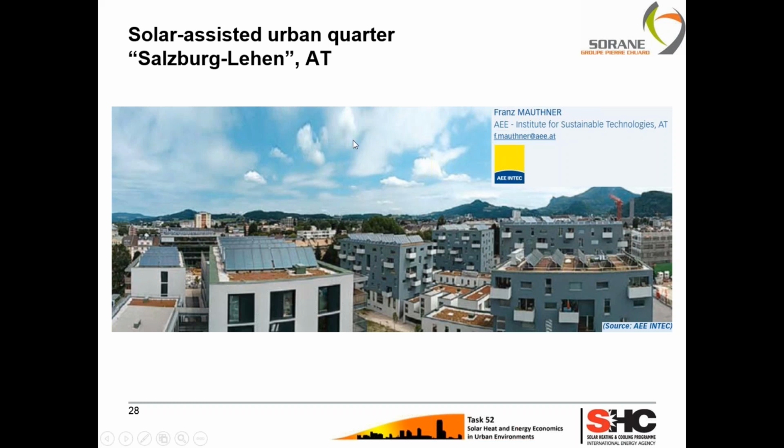The solar-assisted urban quarter of Salzburg Lehen in Austria. Here you have the example of new residential buildings linked to an existing solar district heating system. The solar installations are mounted on the rooftops, and all these 13 installations feed a common storage in order to provide energy to the buildings. This installation is able to provide 25% of energy with solar energy.